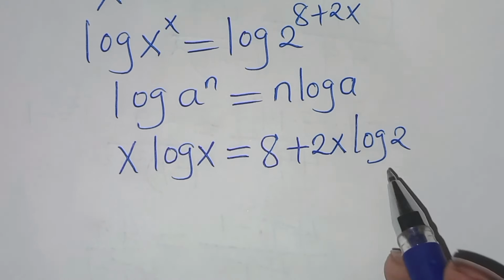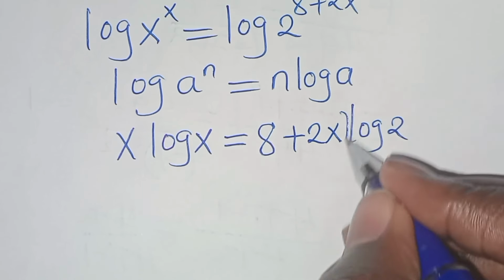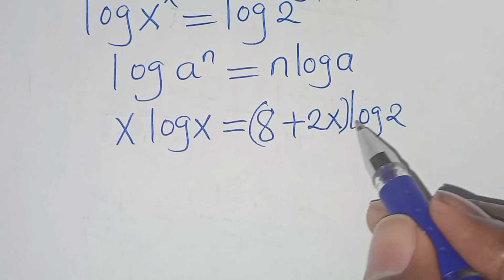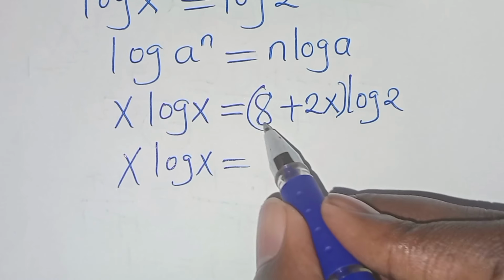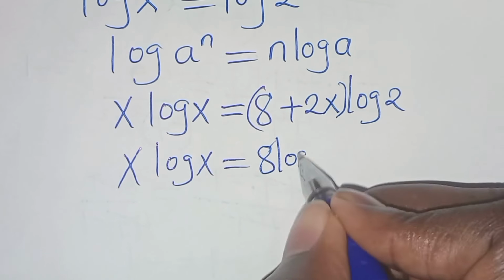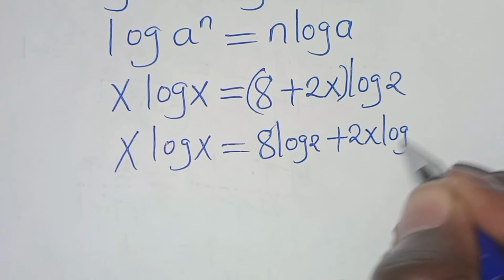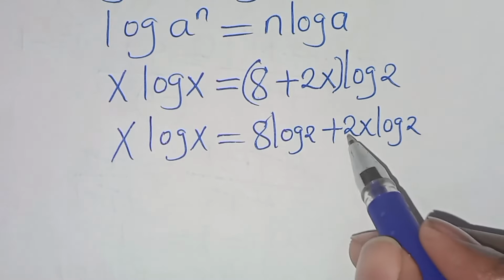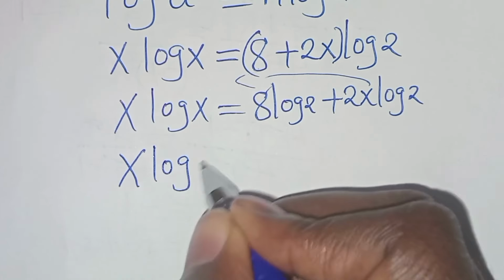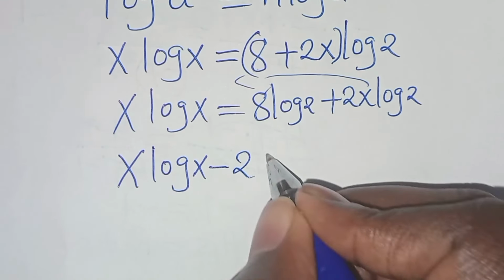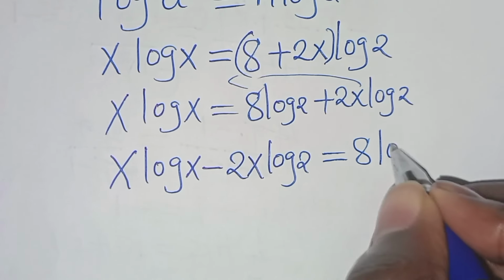So the next step from here, we have 8 plus 2x log 2. So this implies that x log x is equal to 8 log 2, then plus 2x log 2. So let's take 2x log 2 to the left hand side, so that here we have x log x, subtract 2x log 2, equal to 8 log 2.